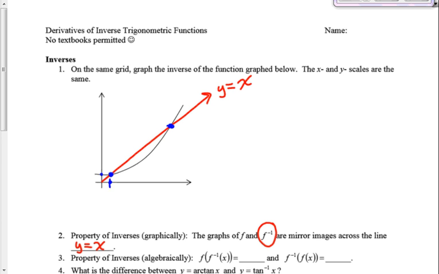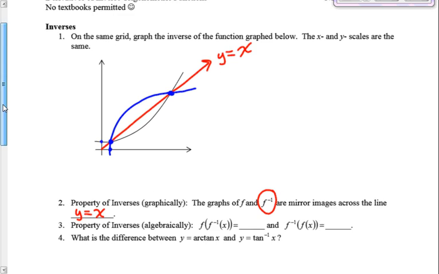So approximately like that, so that if I were to fold along the red line, those two should match up. Mine's a little too fat, the blue one. I apologize, but that's the basic idea, that they are inverses of each other. They're reflections across the line y equals x.